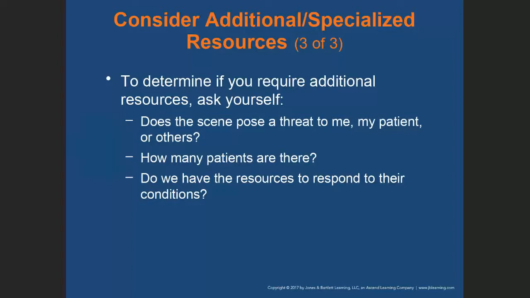To determine if you require additional resources, ask yourself: does the scene pose a threat to me, my patient, or others? How many patients are there? And remember, if you have multiple patients, does it exceed your available resources? If yes, you now have a mass casualty situation, and it may involve one agency or multiple agencies.